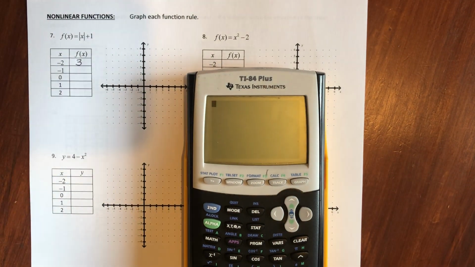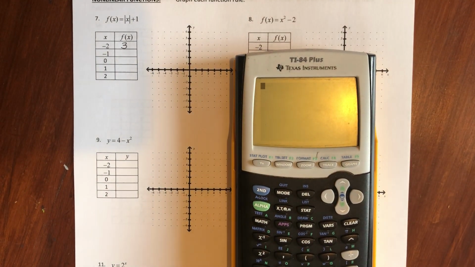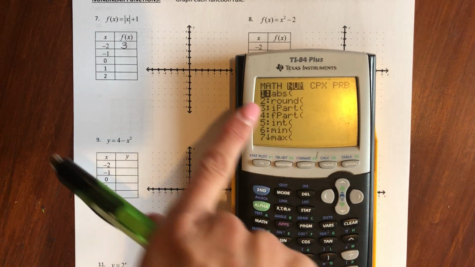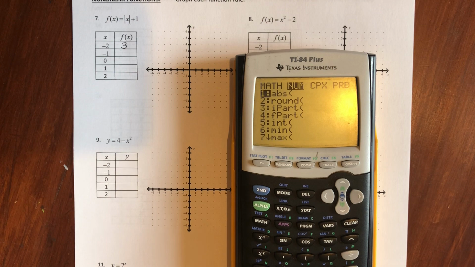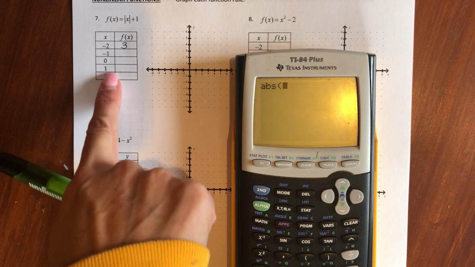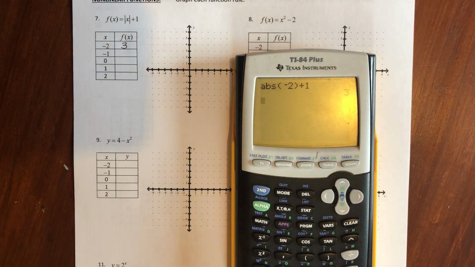But let's look at what that looks like in the calculator. So you're going to go to math, right here, math, over to number, and that first one is the absolute value. I'm going to push enter for that. And now I can find the absolute value of whatever number I want. So I want absolute value of -2 there. So I'm going to type in -2, close up my absolute value with a parenthesis, and then add the 1. Enter, 3, same thing.